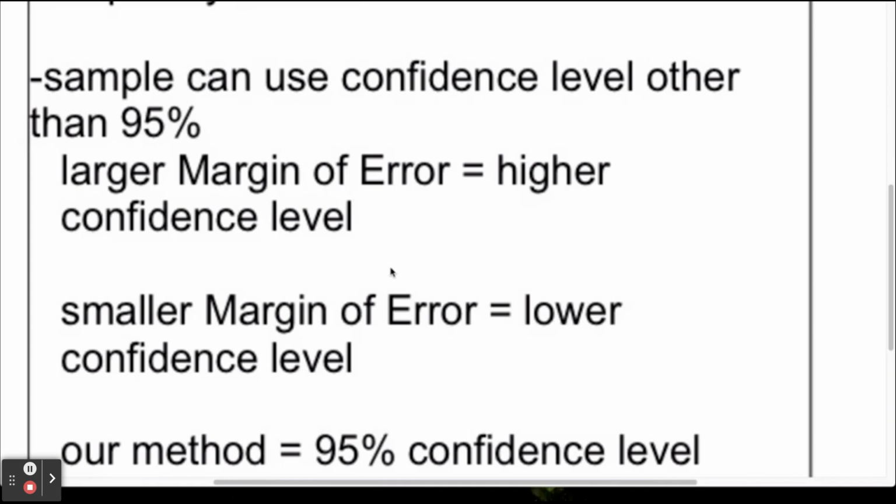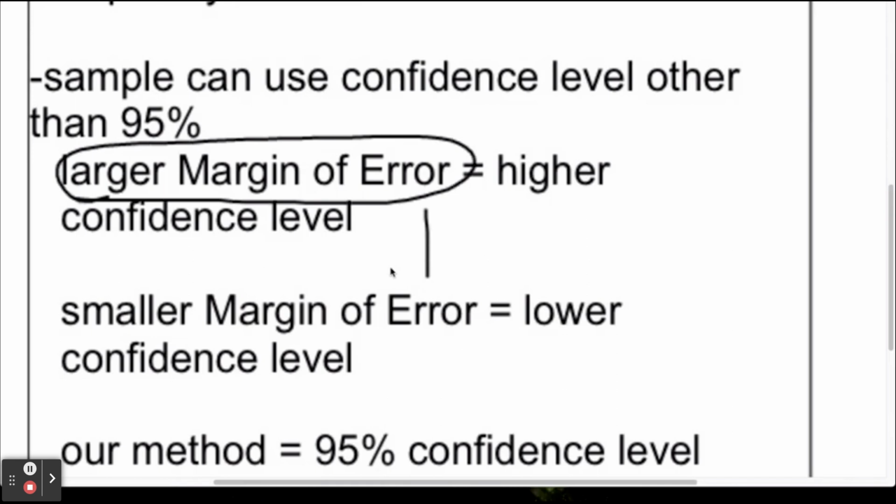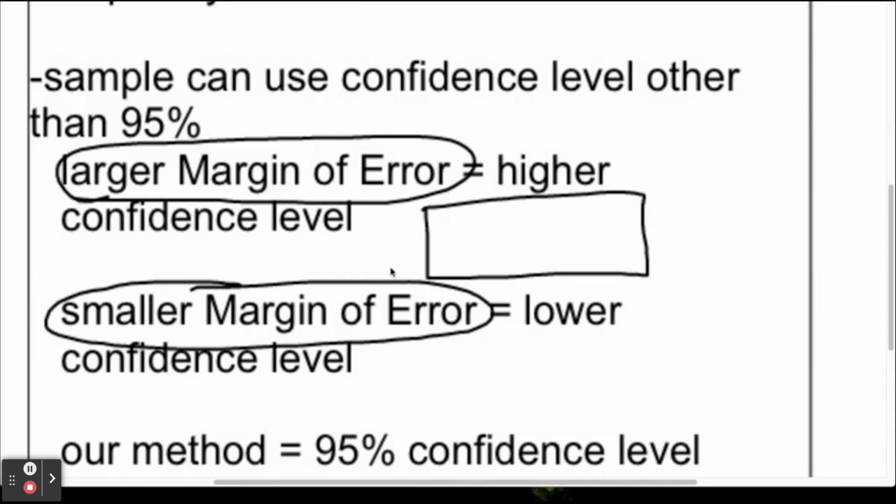And again, think of it as throwing a ball through a window. If you have a large margin of error, that means that you have a really big window to get that ball through. And so we are more confident that that ball is going to go through the window. If we have a smaller margin of error, okay, now our window is smaller, so we're not going to be as confident that we're going to get the ball through the window.